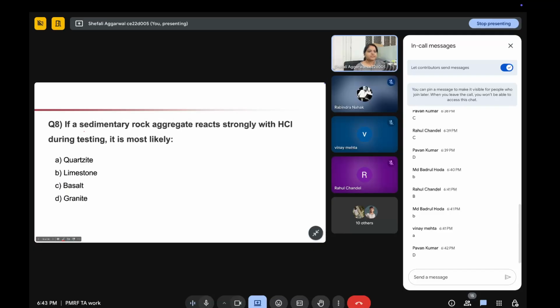Okay. Next question is, if a sedimentary rock aggregate reacts strongly with HCl during testing, it is most likely a quartzite, limestone, basalt or granite. Limestone. Okay. Anybody else who thinks something else? Okay. So since limestone is a sedimentary rock having carbonates, it will strongly react with the HCl.